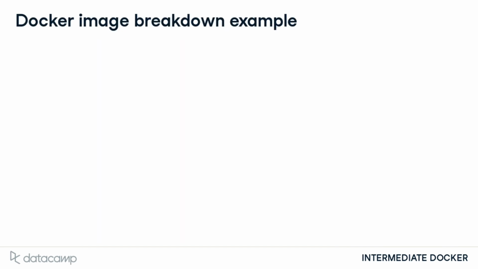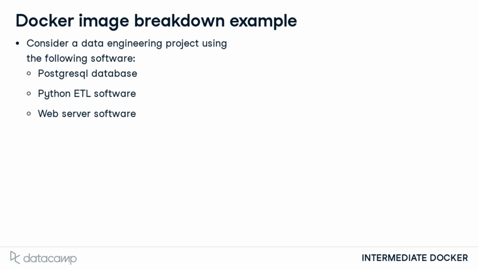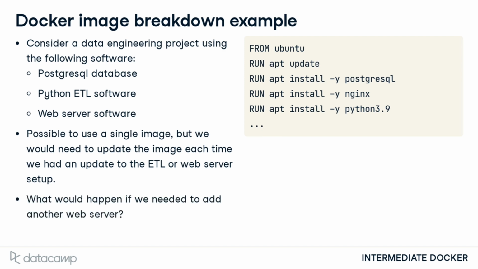Let's consider a data engineering project that uses the following software. We need a PostgreSQL database, some custom Python ETL software, and our web server components. Now we could add all of these components to a single image, but we'd need to update this image anytime we needed to update the individual components, such as the ETL or web server setup. Also, let's consider how we would add a separate web server instance if, for example, our business wanted to provide a different level of access to a business partner. In other words, we'd have to set up a much more complex configuration within the container to handle both web server instances.